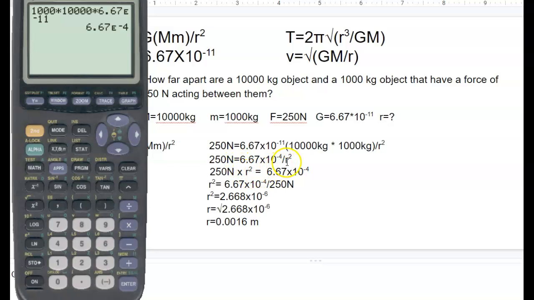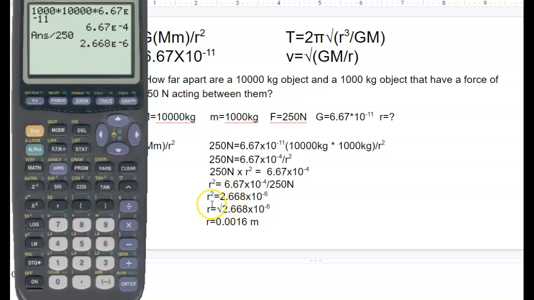So I'm going to multiply r squared by both sides to get 250 times r squared is equal to 6.67 times 10 to the negative 4th. And then to get r by itself, I'm going to divide both sides by 250. Now, if you have a TI calculator, all you have to do is hit divide, and it's going to bring up my previous answer divided by 250. And I have 2.668 times 10 to the negative 6th.